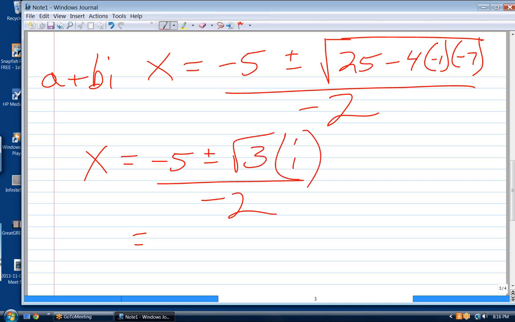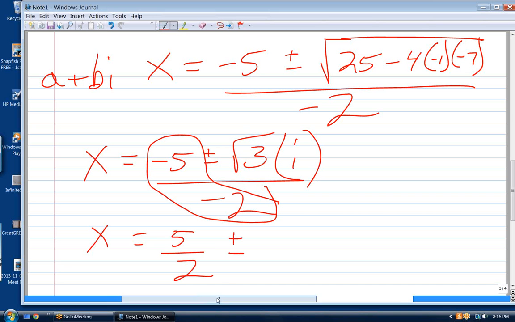Now split it into two fractions. X equals negative 5 halves. What's that fraction? Negative 5 over negative 2. That's not negative 5 halves. That's positive 5 halves. Negative divided by a negative becomes a positive. What's the rest of it? Root 3i over negative 2.